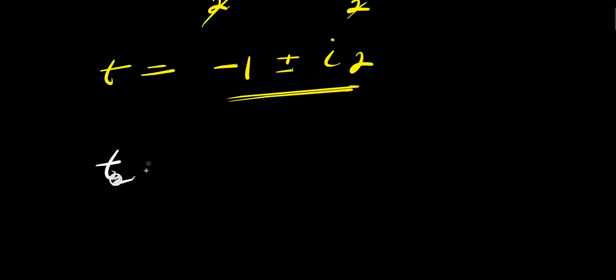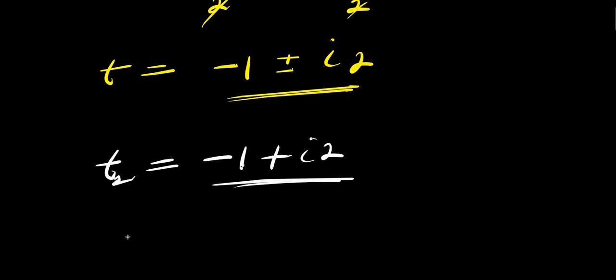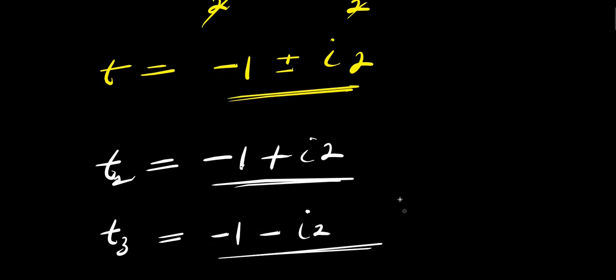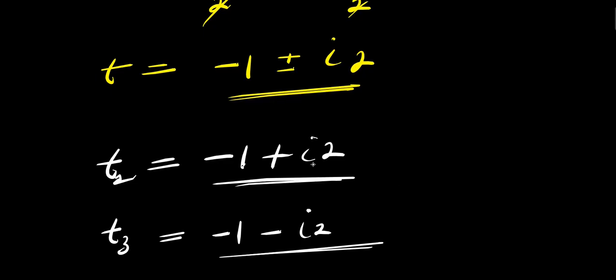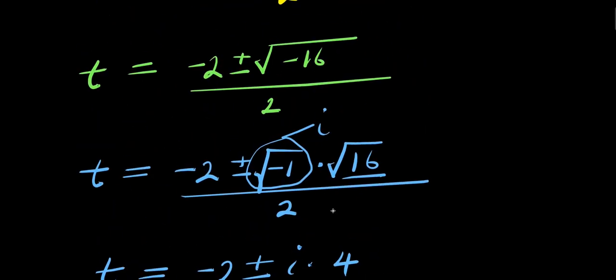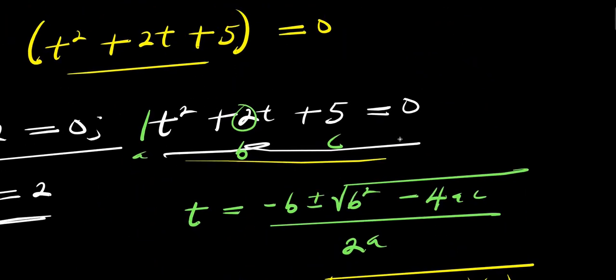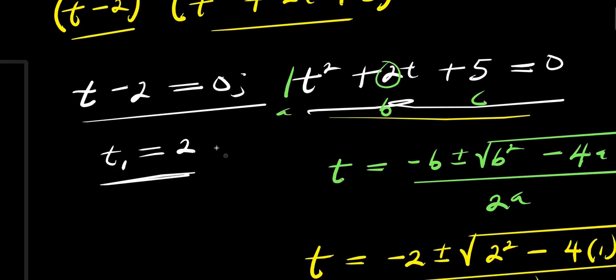We have t2 because we have gotten t1 already. It is negative 1 plus i times 2. We have t3 equals negative 1 minus i times 2. So these are the two complex solutions, and we also have one real solution, which is t equals 2, which is this one here.